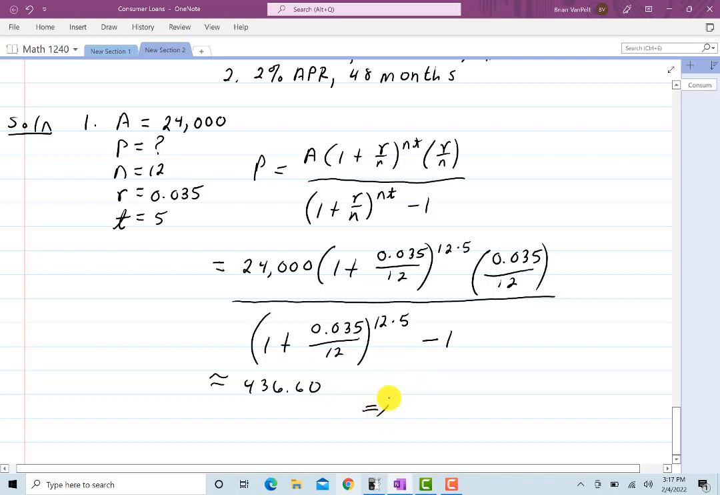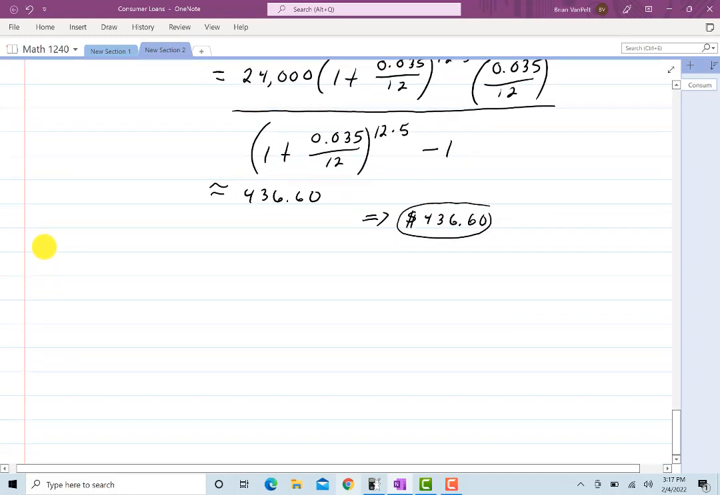So this was $436.60. That's option 1. Those will be your payments. Now let's go ahead and take a look at option 2. This time, you didn't get any cash back, so the amount you'll be financing is $25,000.